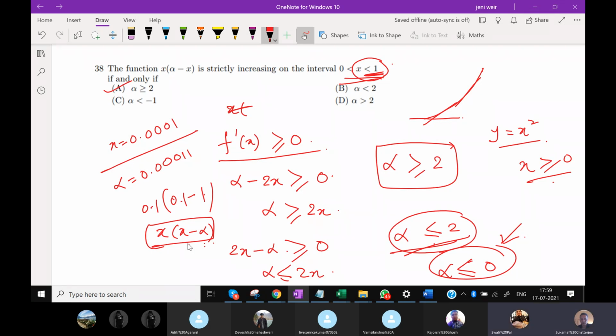Yes, sir. Clear? Now do you understand why I'm considering equal to? Because here if I put 0, then it becomes x square, and x is a positive quantity, so it is definitely positive. Clear?